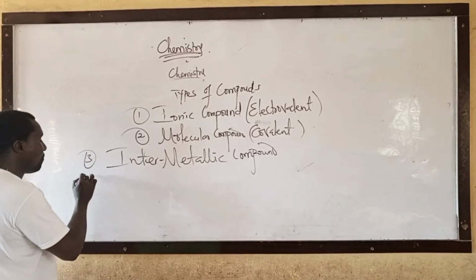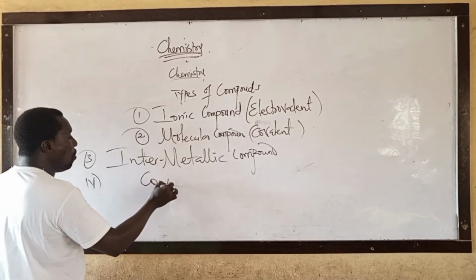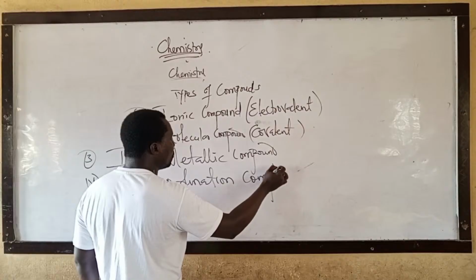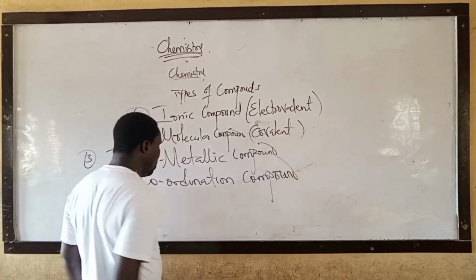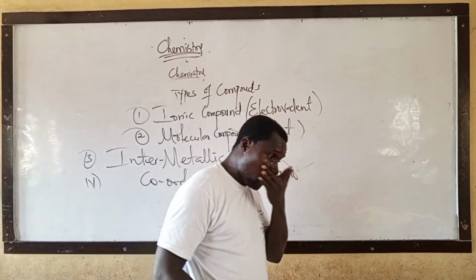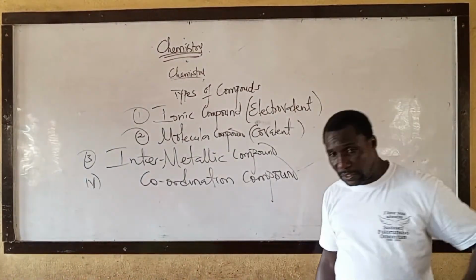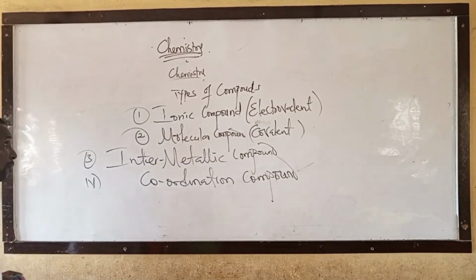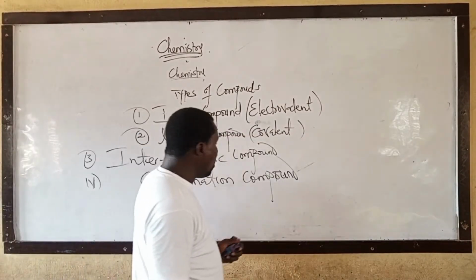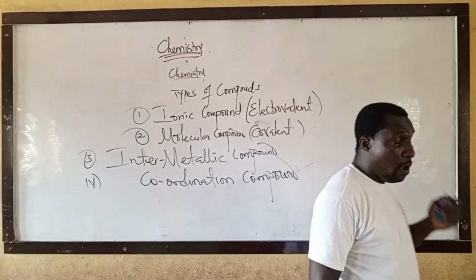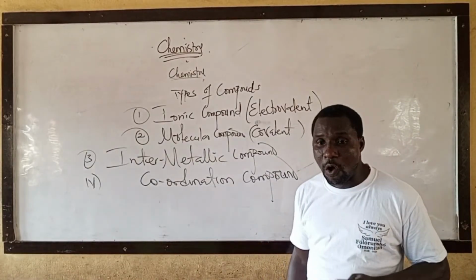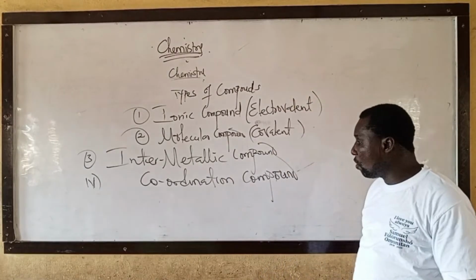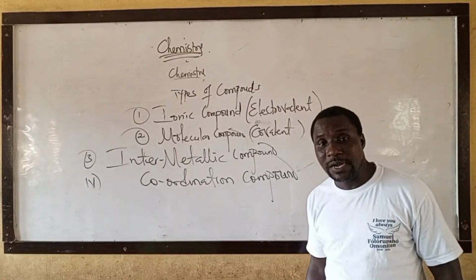Intermetallic compound. Number four, coordination compound, that means complex compound. Take note of that. These are the types of compound: ionic compound, molecular compound, intermetallic compound, coordination compound, or complex compound. We look at them one after the other.